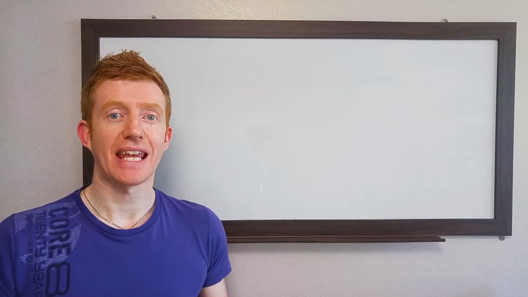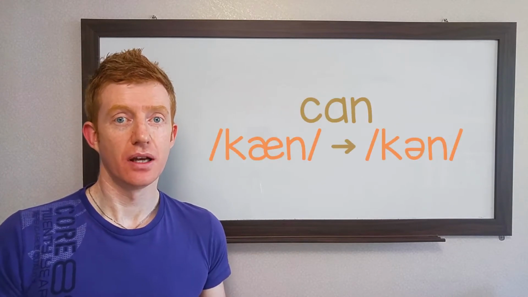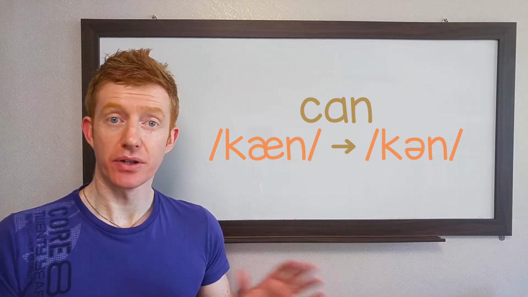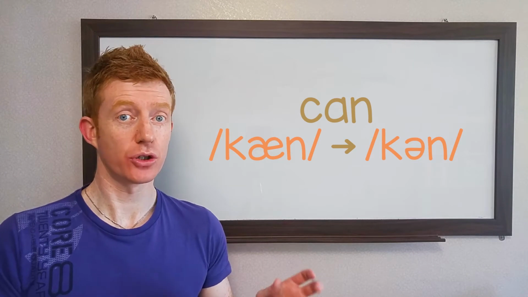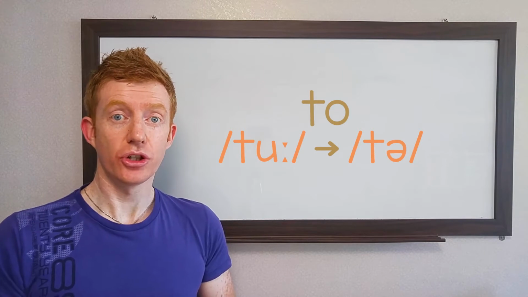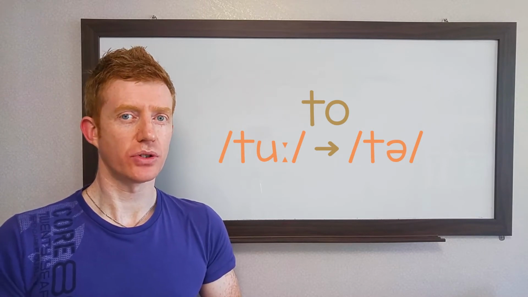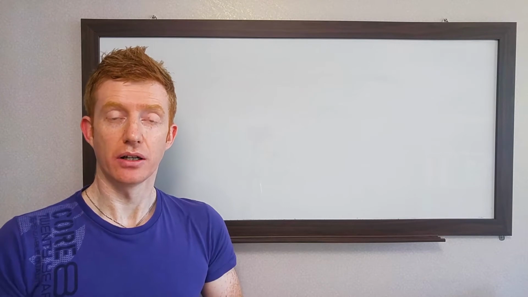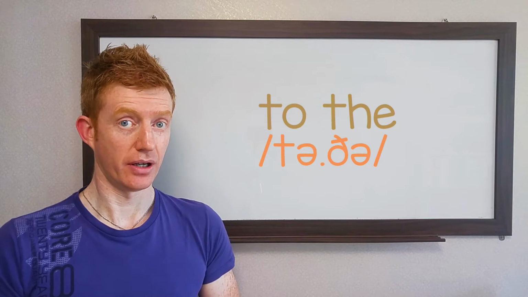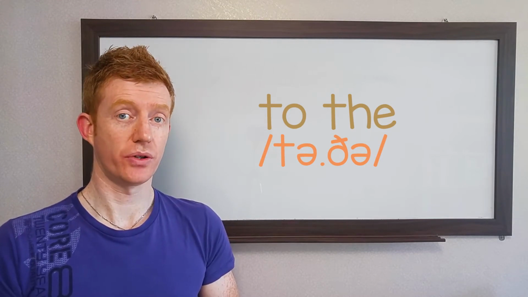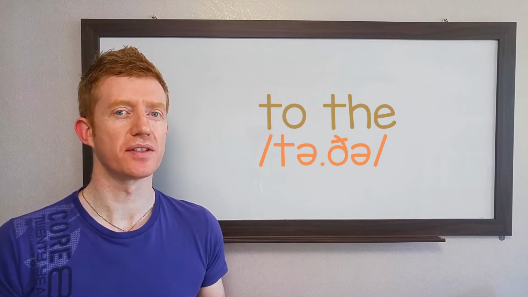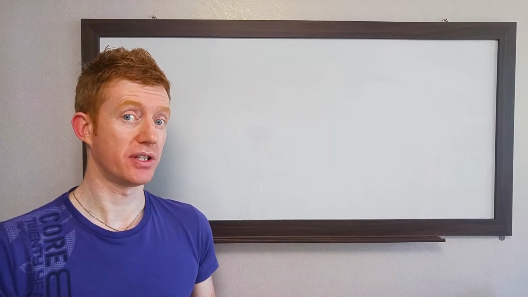So the word, for example, can changes to can. I can swim. The sound is gone out of there. It's kun. You got the schwa sound. Also words like to. That changes to t. I'm going to the cinema. The changes to the. To the cinema. We don't have a strong to or the sound. They're weak form words. So I suggest watching that video first if you haven't already.